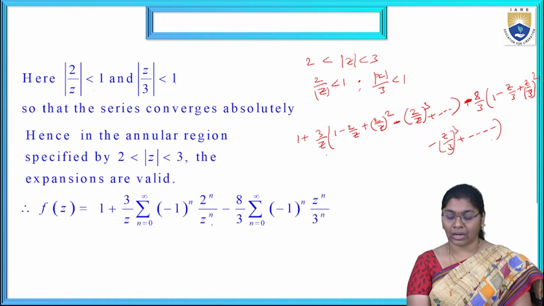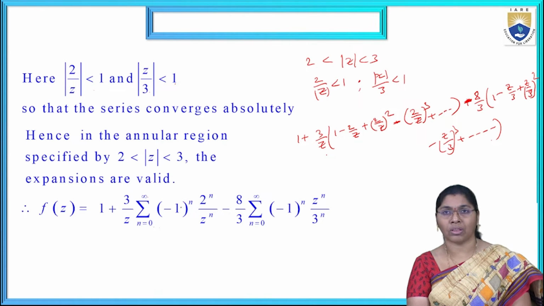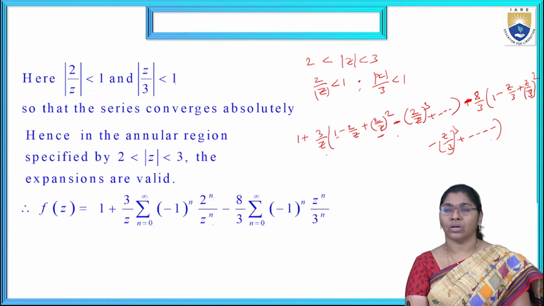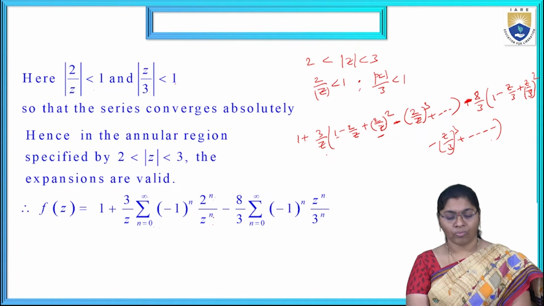Next, 2 by z whole power n. Now I am substituting n equal to 0, for example. Minus 1 to the power 0, and something to the power 0, is nothing but 1. So the first term is 1. Now n equal to 1: minus 1 times 2 by z, that is minus 2 by z. For n equal to 2, minus 1 whole square is 1, and 2 by z whole square. Continuing this process, this is also satisfied.